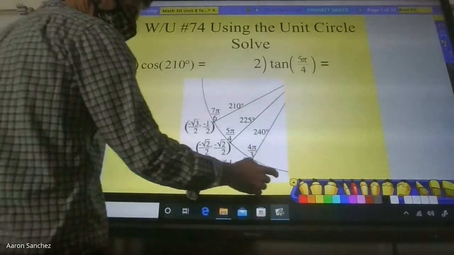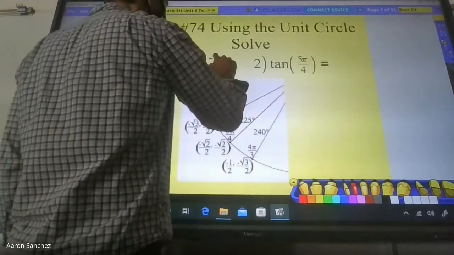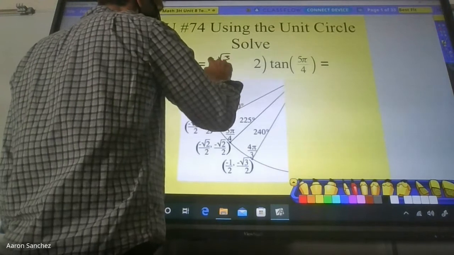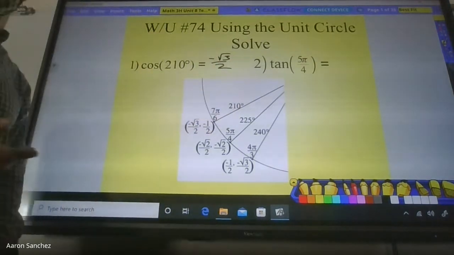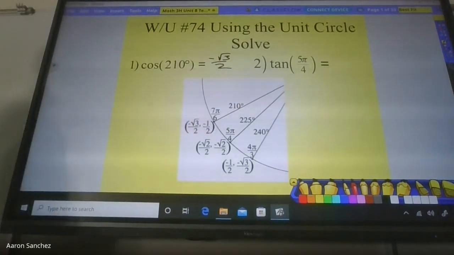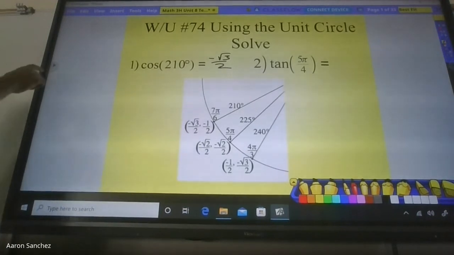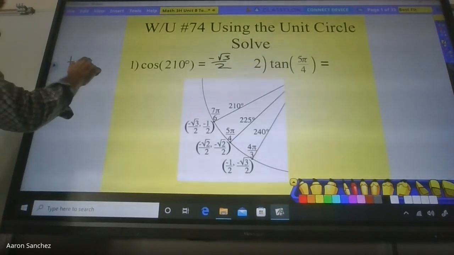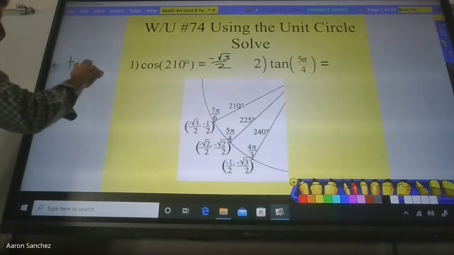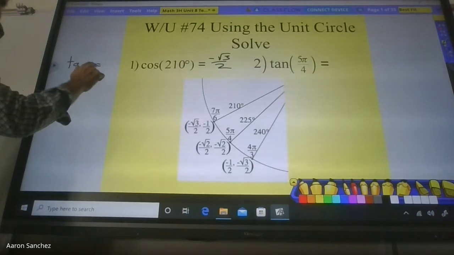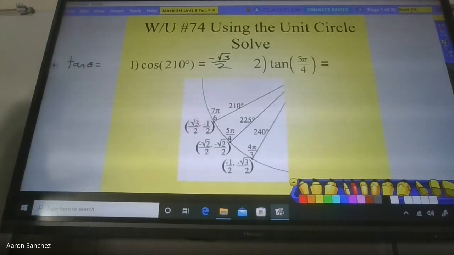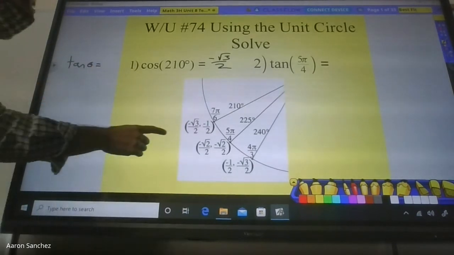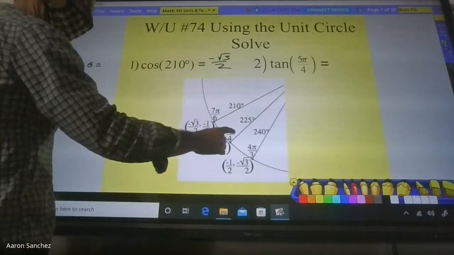So you just write, hopefully you guys got that right, negative root 3 over 2, okay? Now, do you guys remember what tangent is? Tangent of theta is opposite over adjacent, or y over x, or sine over cosine. So y over x. So tan 5 pi over 4.